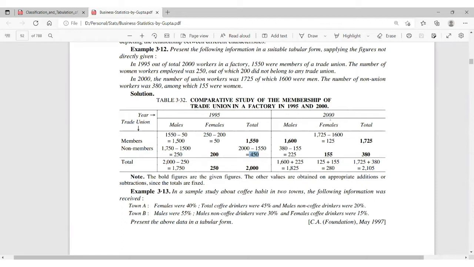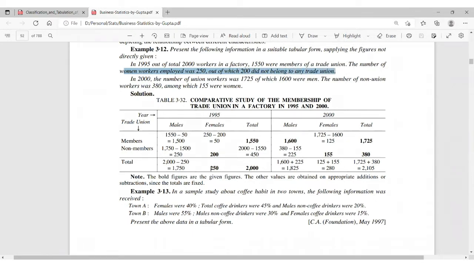Okay. Next point is the number of women workers employed was 250. Males and female given. Female are 250, right? If we subtract 2000 minus 250, we get the total male members. So we got 1750 male members, right? In this, the number of women workers employed was 250, out of which 200 did not belong to any trade union.